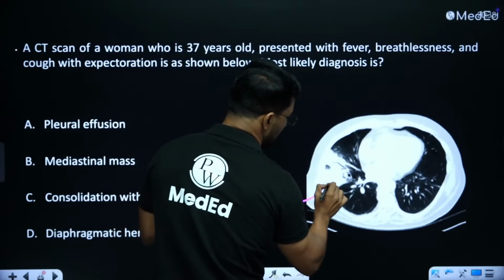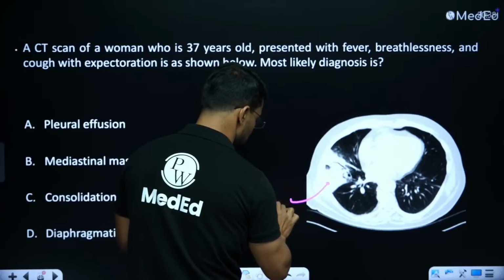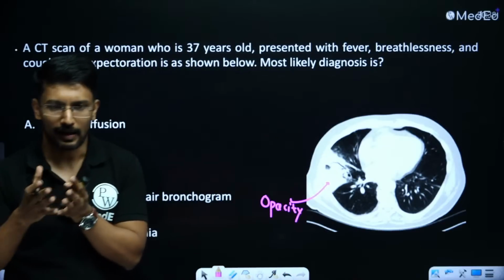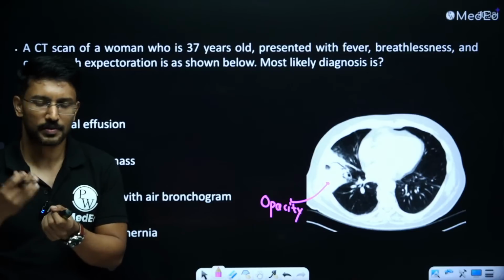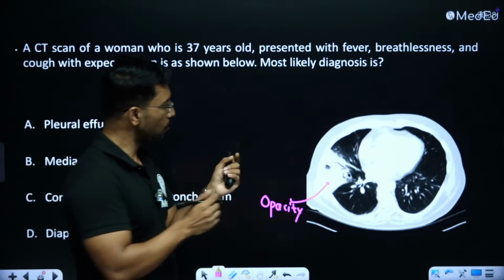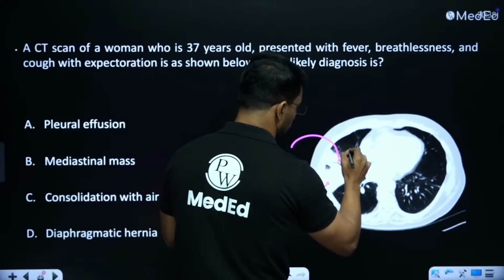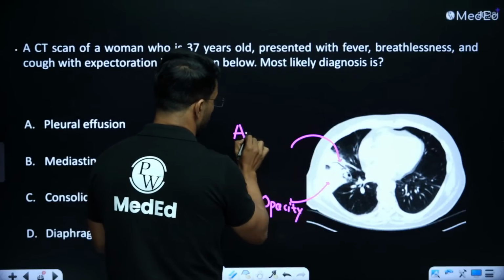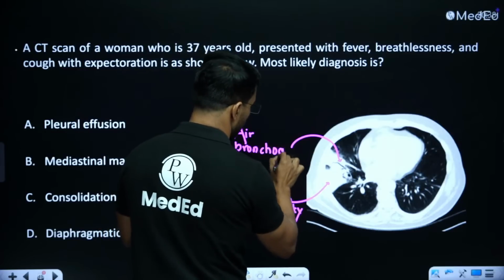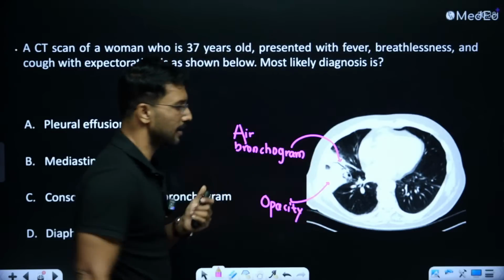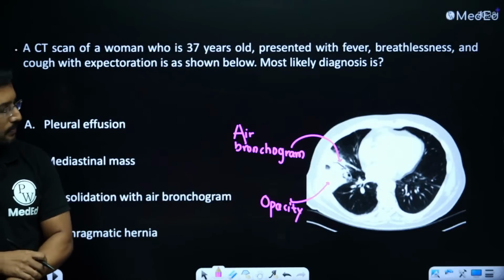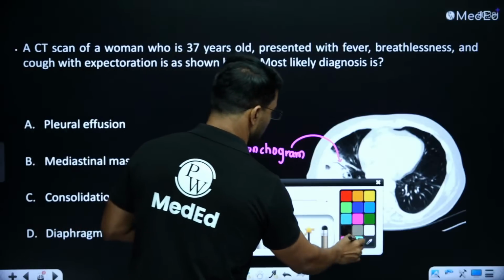So here you can see an opacity on the HRCT. That opacity could be because of a collection of thick pus, or because of a collapsed lung, but then you notice one important finding here. What do we call it? We call it air bronchogram. And what does air bronchogram indicate? Consolidation of the lung, right? Air bronchogram is equal to lung consolidation.